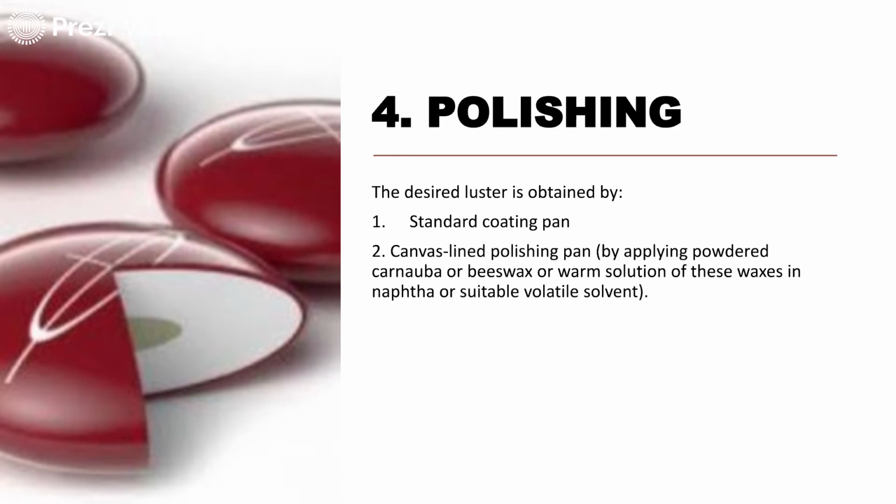Now after that comes the stage of polishing. This is the last stage whereby you get the desired luster, which is obtained in the standard coating pan. For that you need to apply powdered carnauba wax or beeswax to get that shine, in a suitable volatile solvent system.